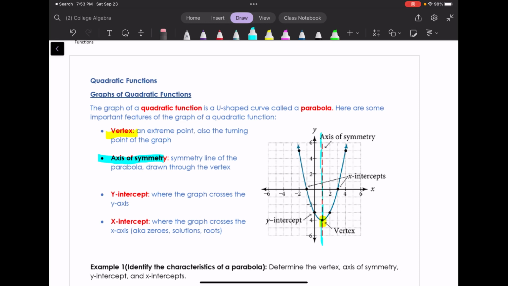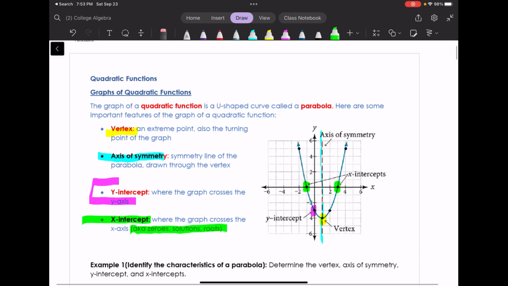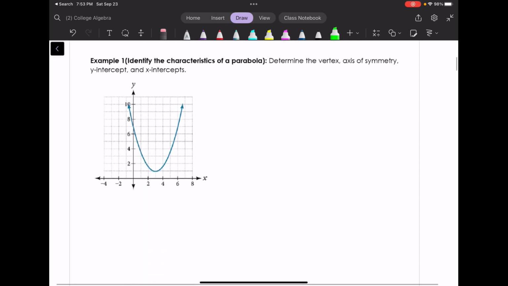We're familiar with the y-intercept. That is where the graph crosses the y-axis. There's the y-intercept for this one. And then also the x-intercept. And this is where the graph crosses the x-axis. And we have other names for these that I'm sure you're familiar with: roots, solutions, and zeros. And so we'll primarily be talking about those features.